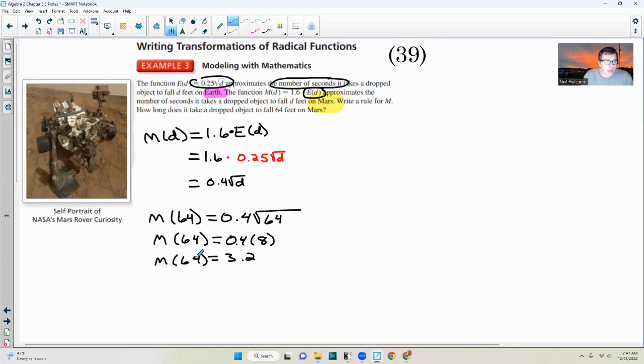So for something to drop 64 feet on Mars is 3.2 seconds. Make sure you use your unit of measurement. It's very important in the sciences. Okay, so there it is. We came up with an equation, a rule for M, and then we found M of 64. So now you should be able to do problem number 39.